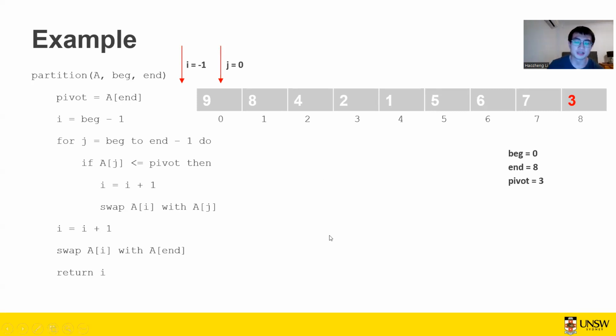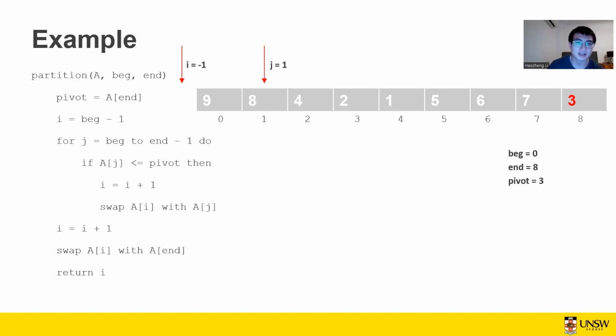Notice that this example is the very first call of the partition function, so the beginning should equal 0 and the end should equal 8. Since the pivot is the end of the array, the pivot now is 3, and we initialize i with -1. Now we are in this for loop. The j should initialize with 0, so A[j] now is 9. Is 9 less than or equal to the pivot, which is 3? No, so we need to continue.